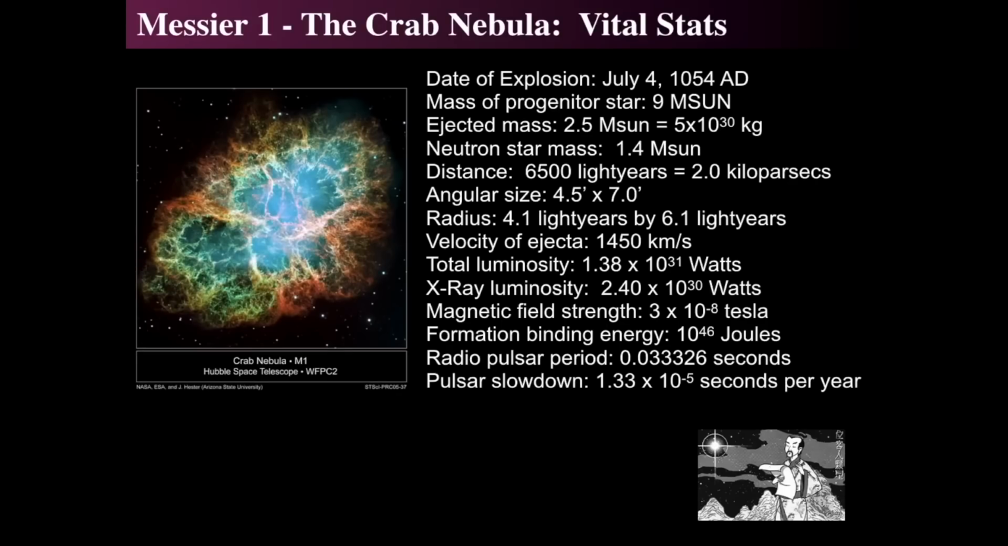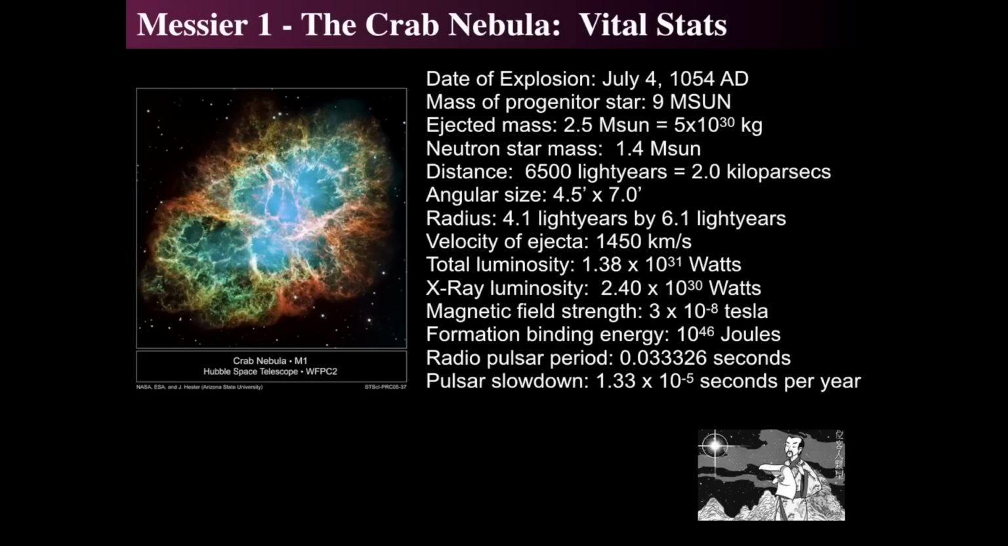Well, that exploded back then, and here are some vital stats about Messier object number 1, the Crab Nebula. The mass of the progenitor star was about 9 times the mass of the Sun. The amount of ejecta inside the nebula that you see in the inset was about 2.5 times the mass of the Sun, which is an enormous amount of material. And there's a central neutron star, which we'll get to in the next set of lectures, that is about 1.4 times the mass of the Sun. The distance to the Crab Nebula is over 6,000 light years.